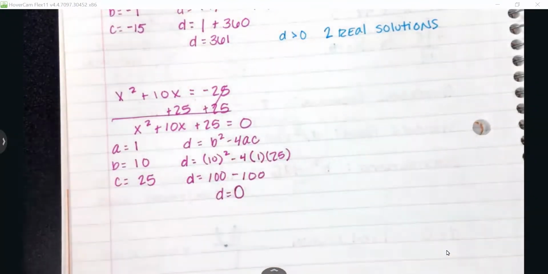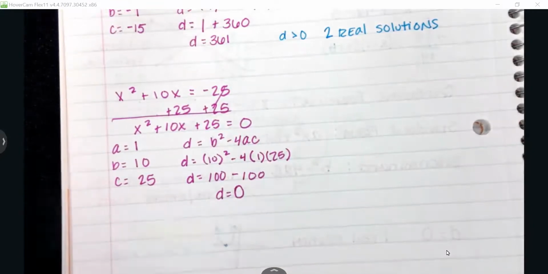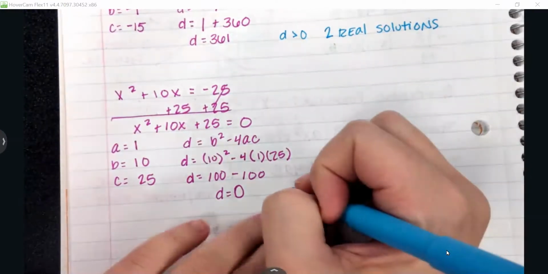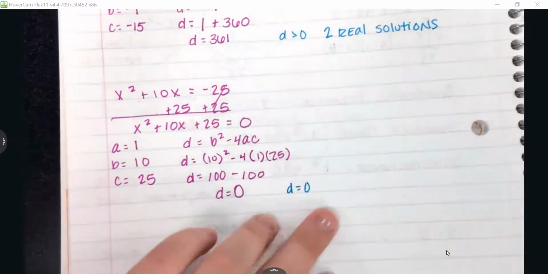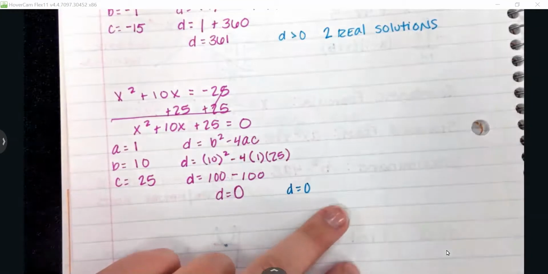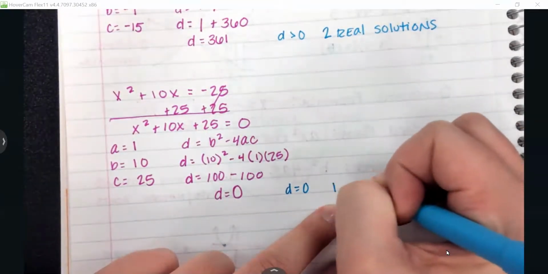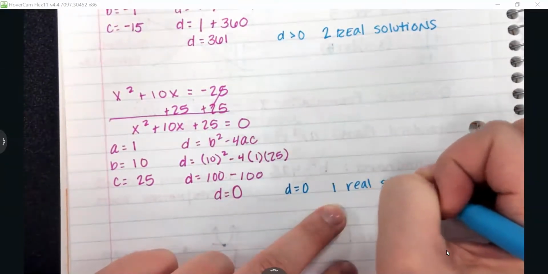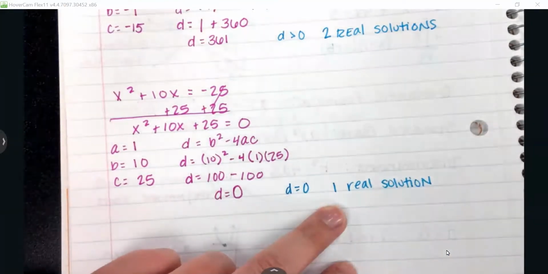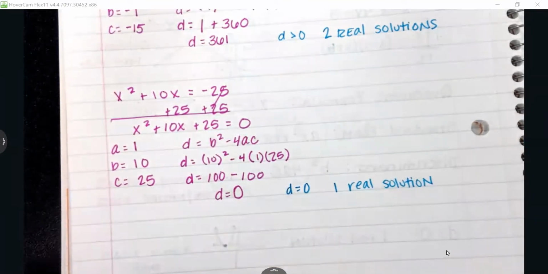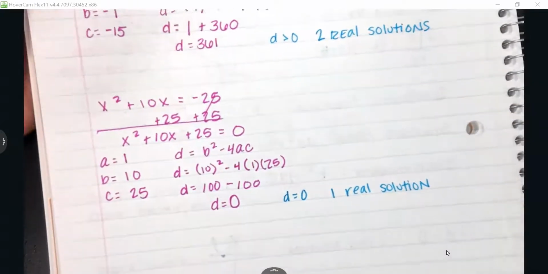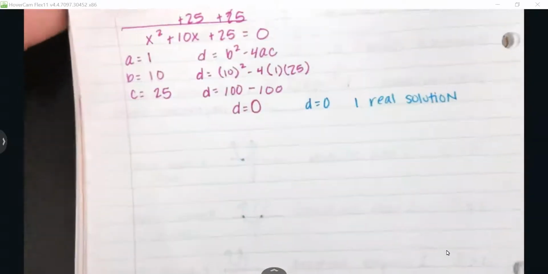0. If my discriminant is exactly 0, look at your notes. What does it mean? If my discriminant equals 0, what does it mean? One real solution, one real x-intercept, one real root, which means how many times does it touch my x-axis? One time. Questions? Very, very repetitive, yes? All right, last one, then here we go.